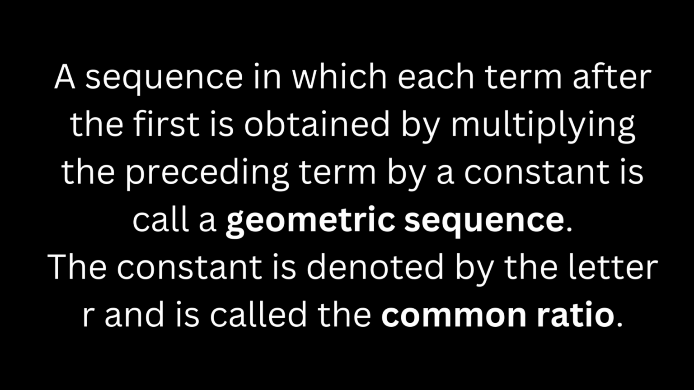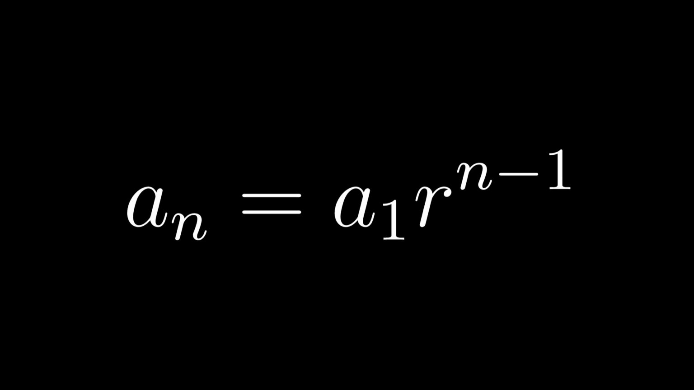If a sub 1 is the first term, then the second term is a sub 1 times r. The third term is a sub 1 times r squared, the fourth term is a sub 1 times r cubed, and so on. We can write the formula for the nth term of a geometric sequence by following this pattern. Thus the formula for the nth term, a sub n, of a geometric sequence with first term a sub 1 and common ratio r is a sub n equals a sub 1 times r raised to n minus 1. The first term and the common ratio determine all of the terms of a geometric sequence.